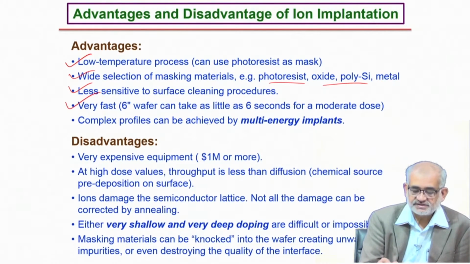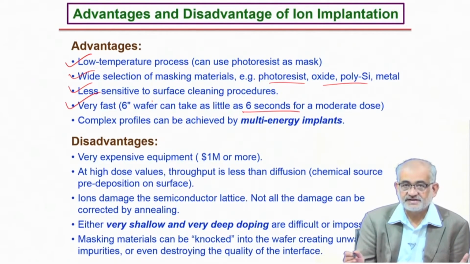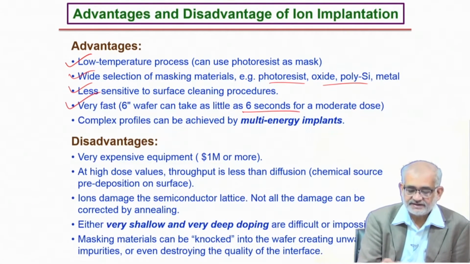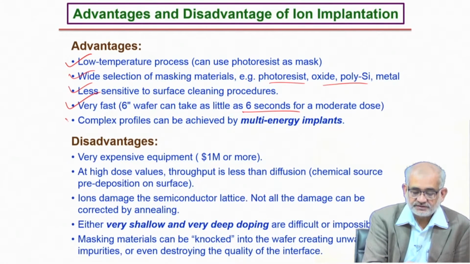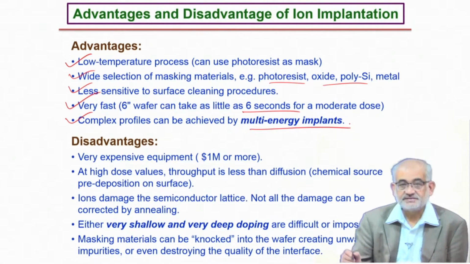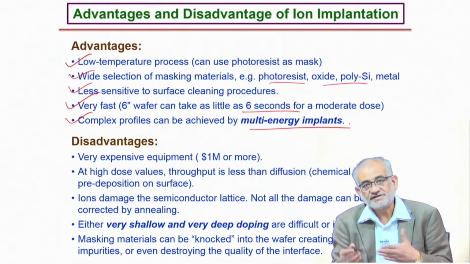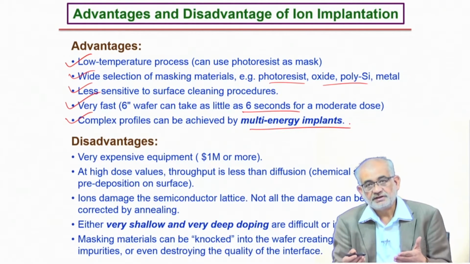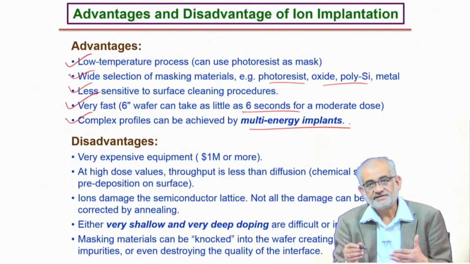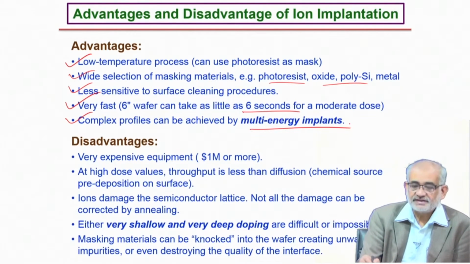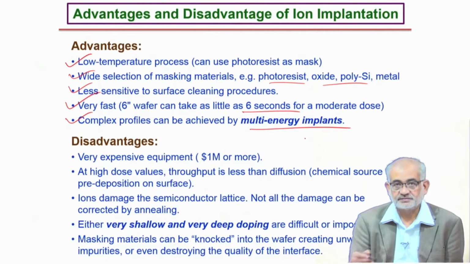It's a very fast process. Even in 6 seconds, you can dope. If you have such a rastering mechanism to cover a 6-inch area, you can cover a wide area in very short time. You can create complex profiles by multi-energy implants. Now, I told you that if you change the species, then you're changing the composition. You can change the angle. You can also vary the dose rate. You can vary the implantation excitation voltage. So using all these, you actually can create a fairly complex diffusion profile or species profile.